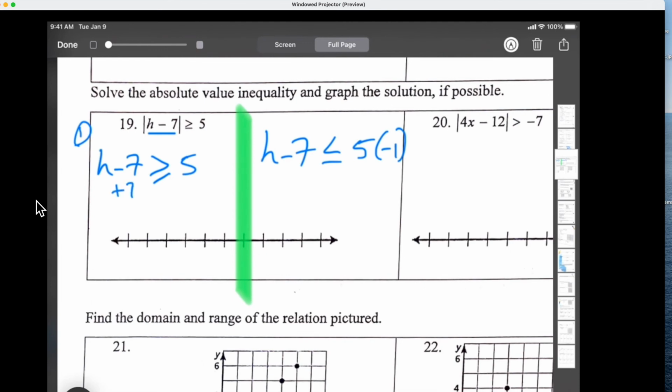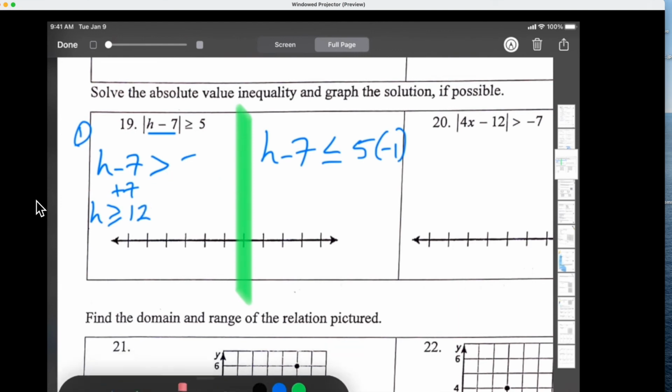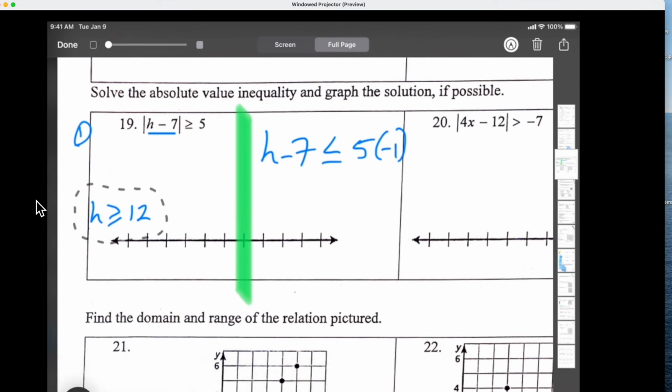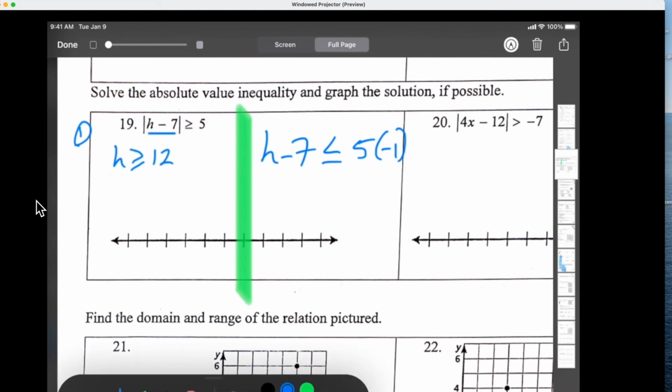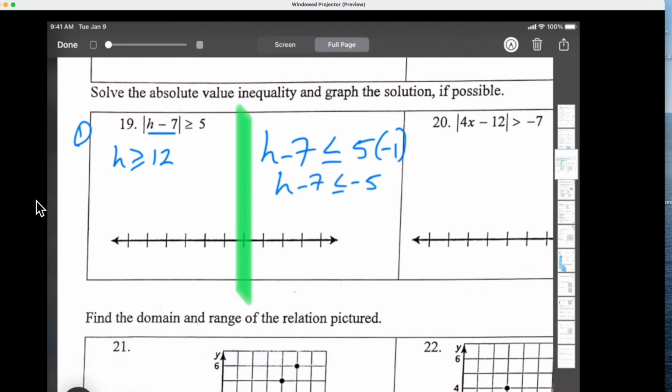We're going to add 7 to both sides. We're going to have h is greater than or equal to 12. Over here, we're going to have h minus 7 is less than or equal to -5. We're going to add 7 to both sides. And we're going to get h is less than or equal to 2.